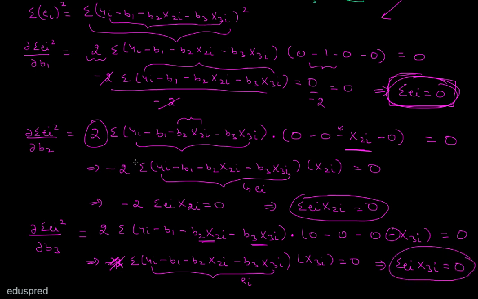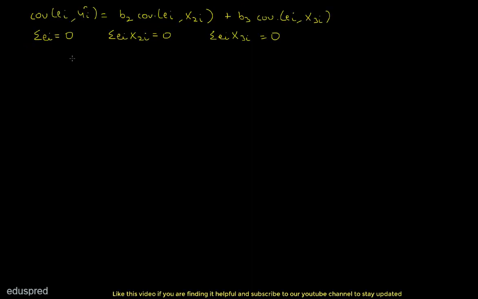So let me summarize whatever we have got till now. We have got that the covariance of ei with y hat is equal to this expression, and there are 3 pieces of information that we have for ei. Now the thing that you have to understand is how are we going to utilize these pieces of information to say something about the covariance between ei and x2i and the covariance between ei and x3i. Let's try to evaluate the covariance between ei and x2i.